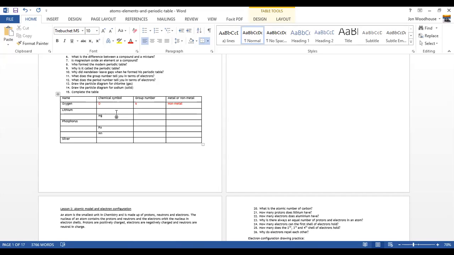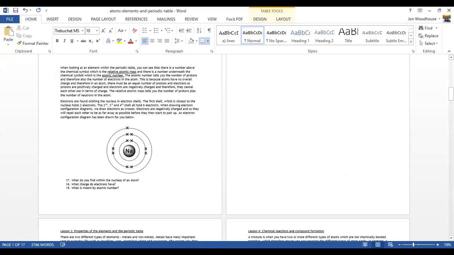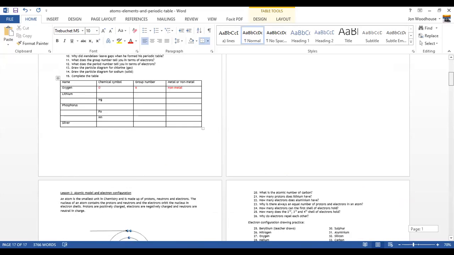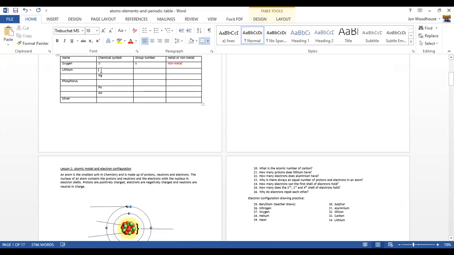And the answer that you should have is lithium. Well, look back. Lithium is in group 1. It's got the symbol Li, and it is actually a metal. So you should have Li, 1, metal. Now I'm going to leave you to finish off the rest of them.